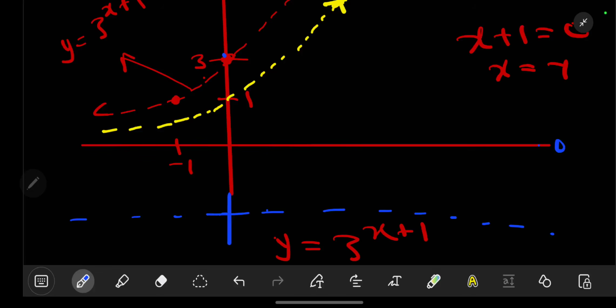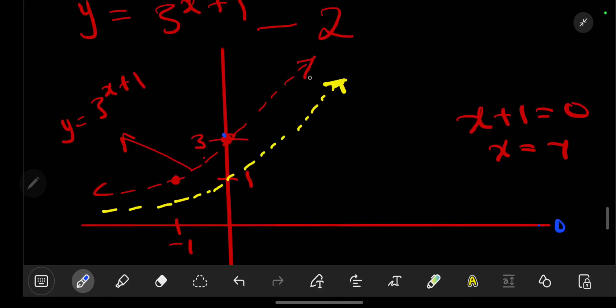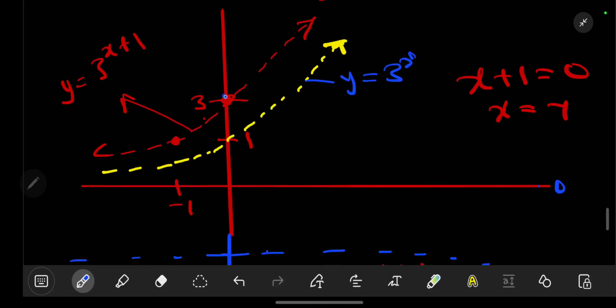So if that's the case, this is positive 1, like that. So what we are going to get is this. Looking at the last graph that we have translated, it's this one. You have to always look at the last graph. This one is our y equals 3 to the power x. Then we subtract 2 from the last graph. So we have 3 minus 2 is 1. It's going to land here again.